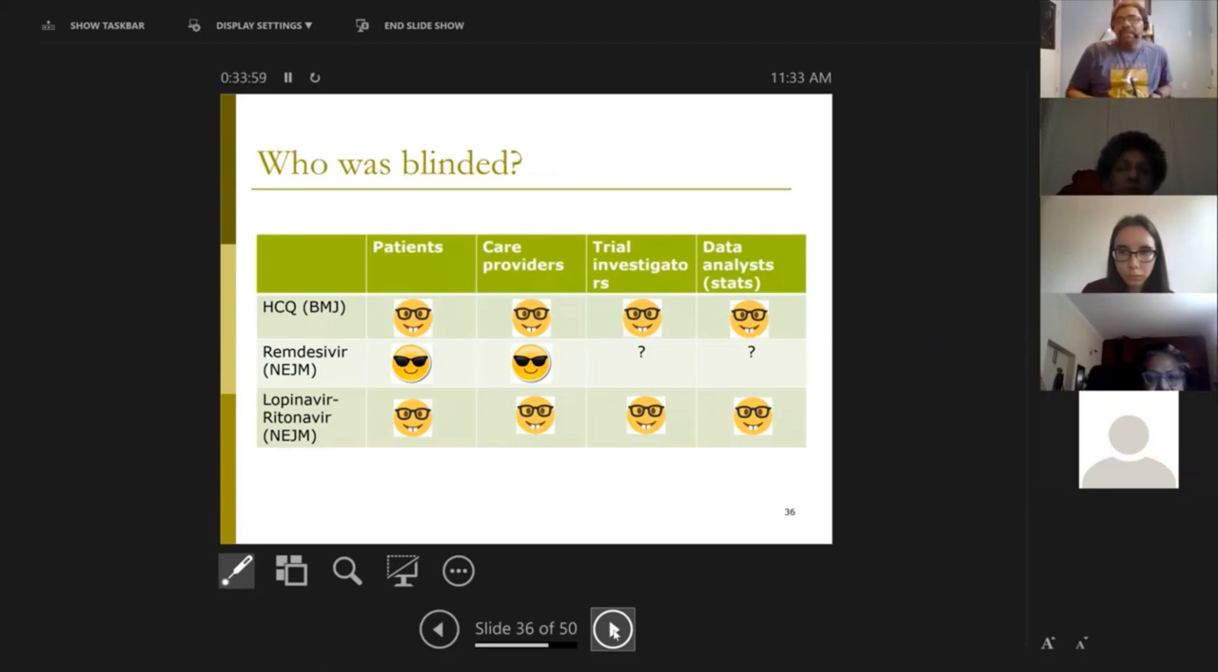Take a look. The hydroxychloroquine trial was completely open label, which means patients were not blinded, care providers were not blinded, trial investigators were not blinded, data analysts were not blinded. And that's a weakness in this design, and they need to acknowledge that. Remdesivir was double blind. And I'm guessing that's because the patients were blinded and care providers or people checking the outcomes were blinded. Lopinavir-ritonavir again seems to be an open label trial where nobody was blinded.